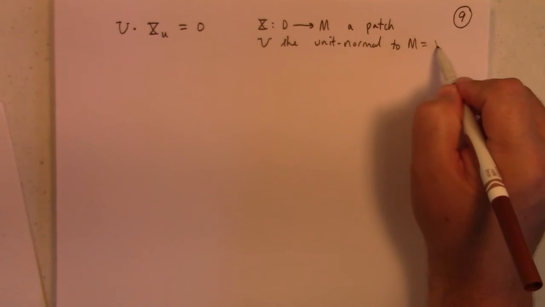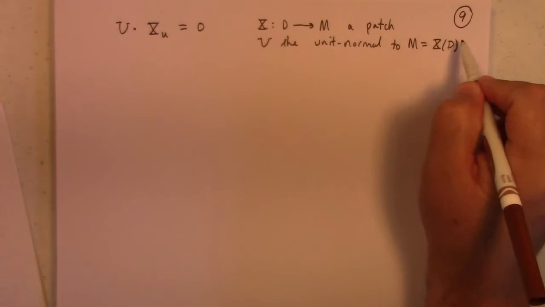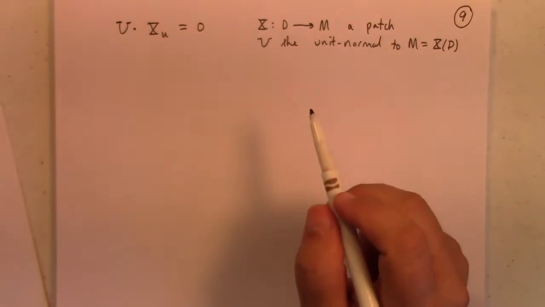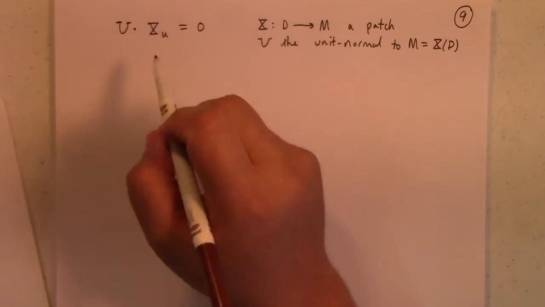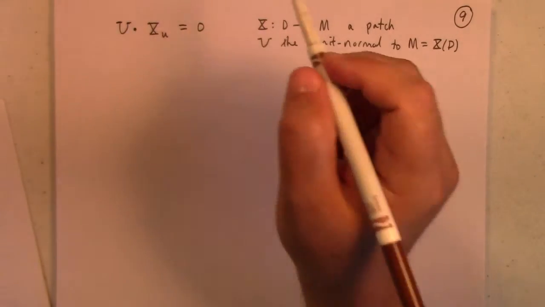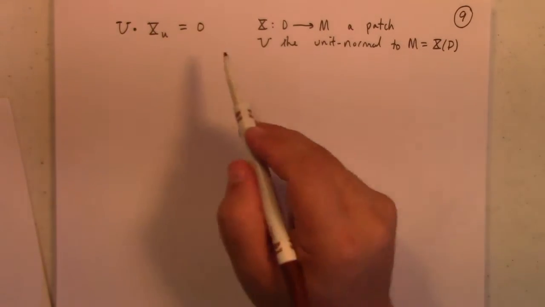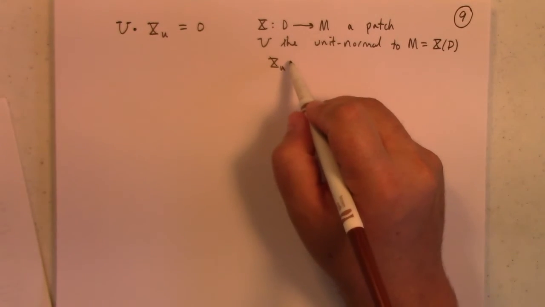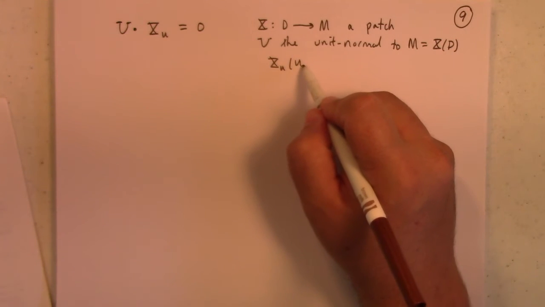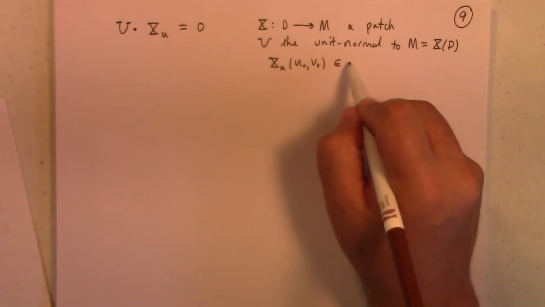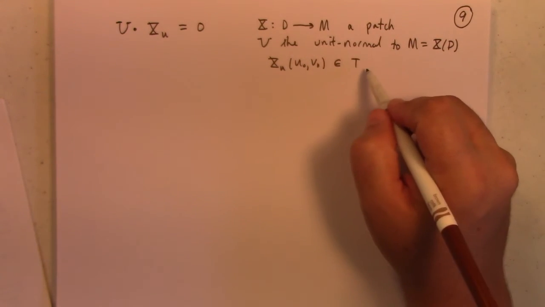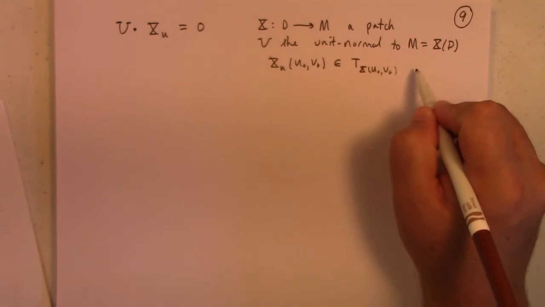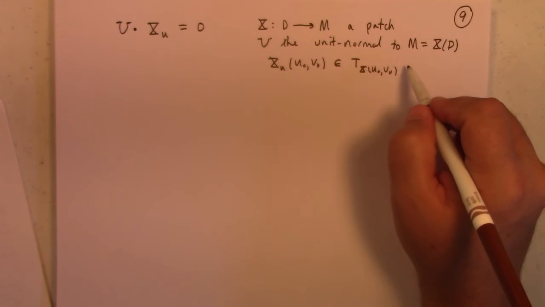To M, which I'm taking to be x of d for the moment. Anyway, of course, the unit normal dot this velocity, this coordinate partial velocity, as he called it earlier, has got to be 0, because x_u, for a particular u naught, v naught, is an element of the tangent space at x of u naught, v naught, M, right?